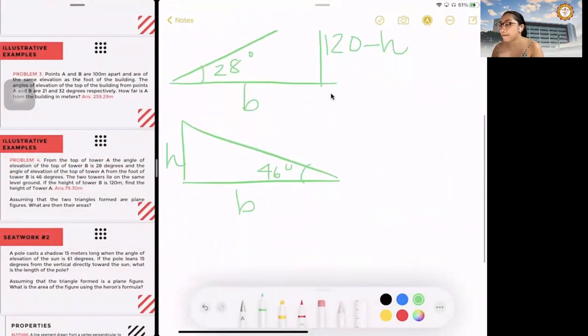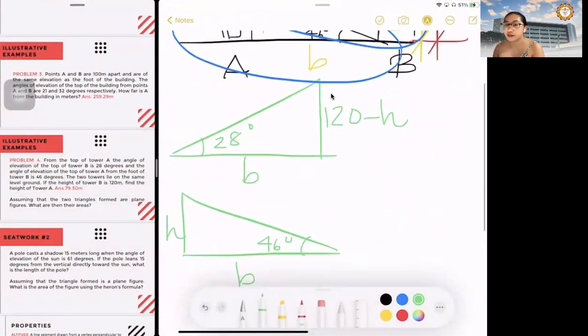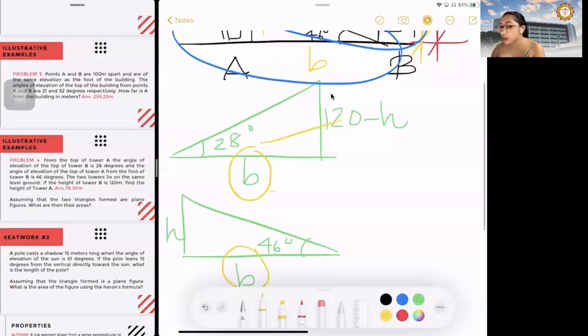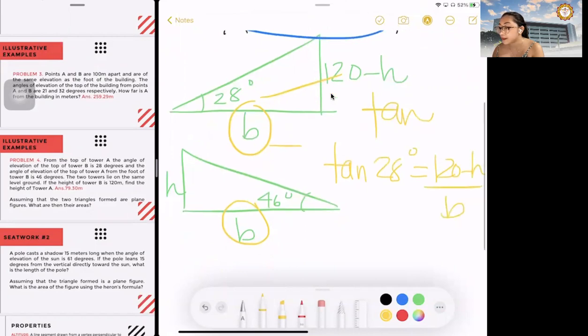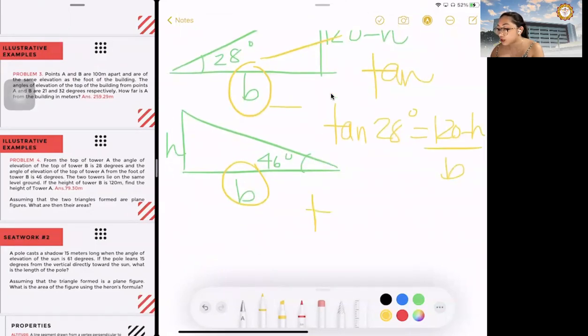So therefore we can find something in common, and that is the base. So still that's opposite over adjacent. Okay, that's still a tangent. All right, so for the first one, that's tangent of 28 is equal to opposite over adjacent of B. And the second one is tangent of 46 is equal to opposite over adjacent.